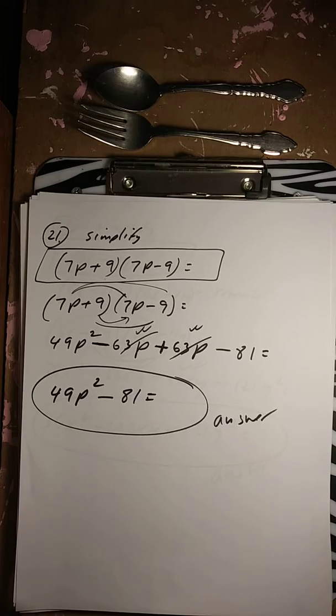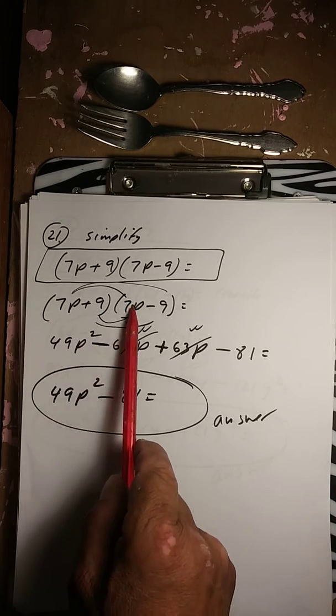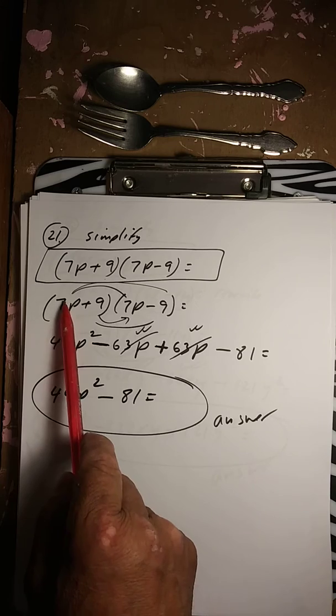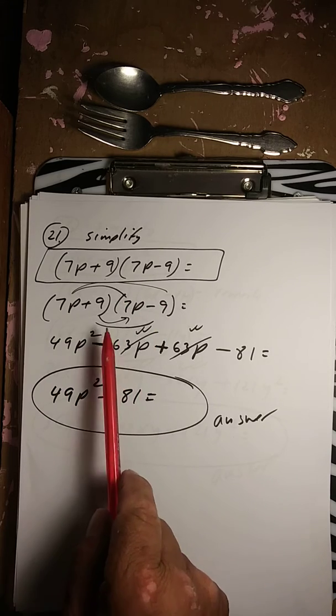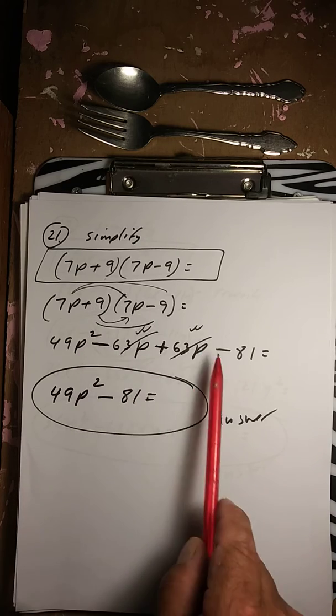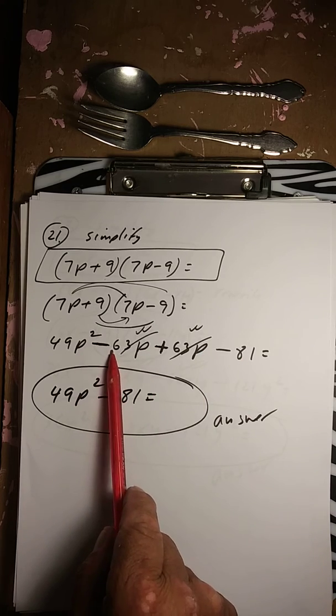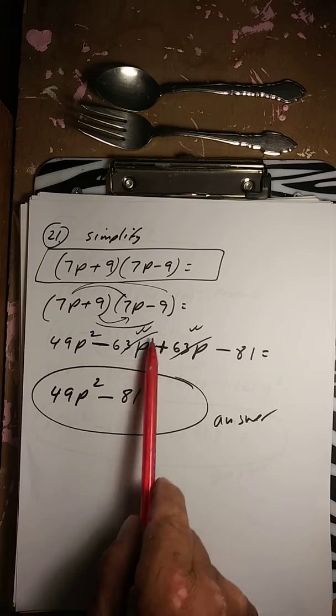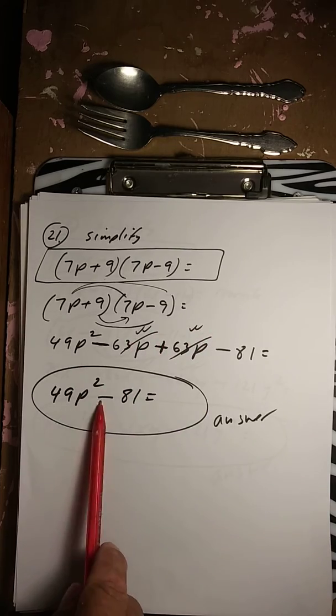Multiply this out. So 7p times 7p is 49p squared. 7p times that is negative 63p. Positive 9 times that is going to be positive 63p, and that times that is negative 81. Negative 63p and a positive 63p are going to cancel. So we have 49p squared minus 81.